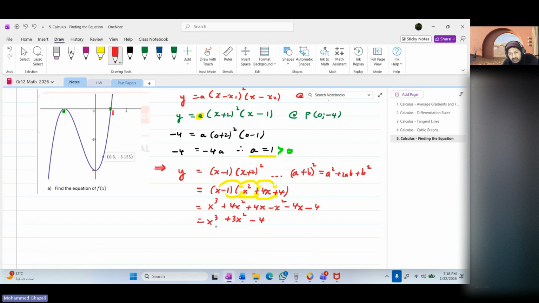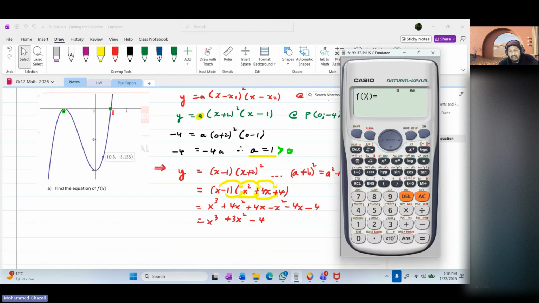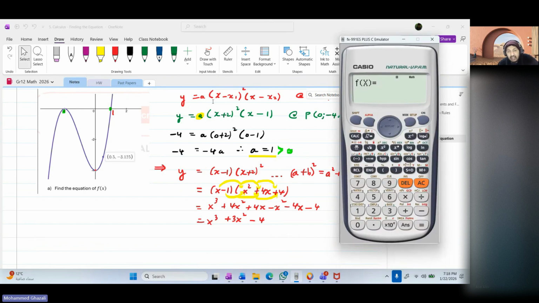And minus 4. I just want to put this into the calculator and see if I'm getting -2 and 1 as my only x-intercepts. Let's put it into the calculator to double check the answer. And a question like this is worth 5 marks, right? So mode, equation, and option number 4.